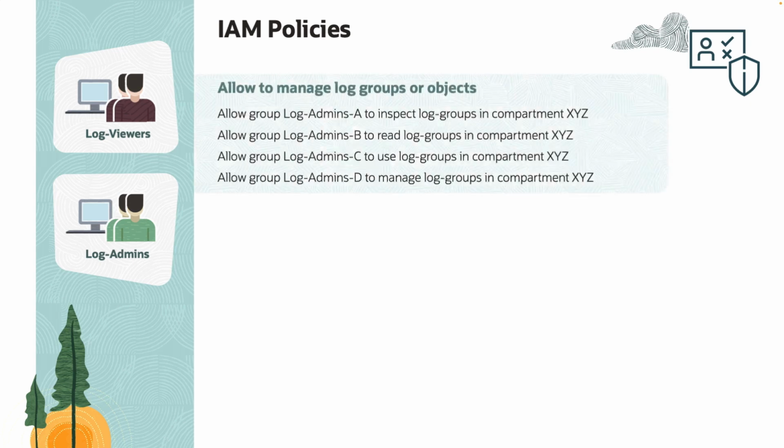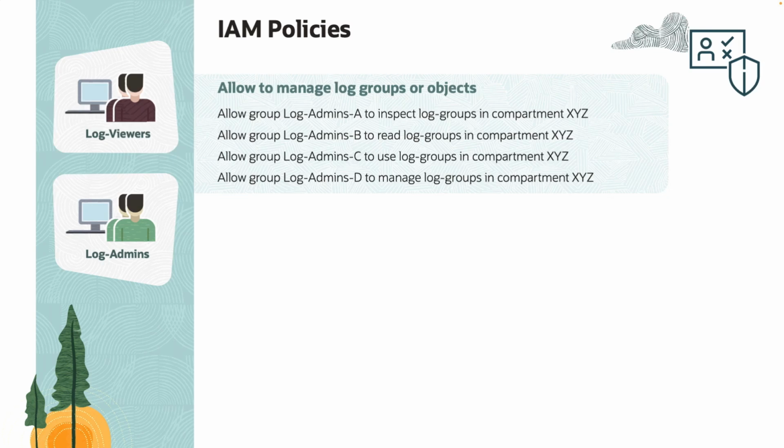So here we are listing IAM policies that you may use for a few user groups called log admins. The first level of access is to inspect, and the policy would look like: allow group log admins A to inspect log groups in compartment XYZ. This would allow the log admin group to view the log groups in XYZ compartment. The second level permission is the read level. Allow group log admins B to read log groups in compartment XYZ. And this policy would allow the group to read the metadata of logs or log groups.